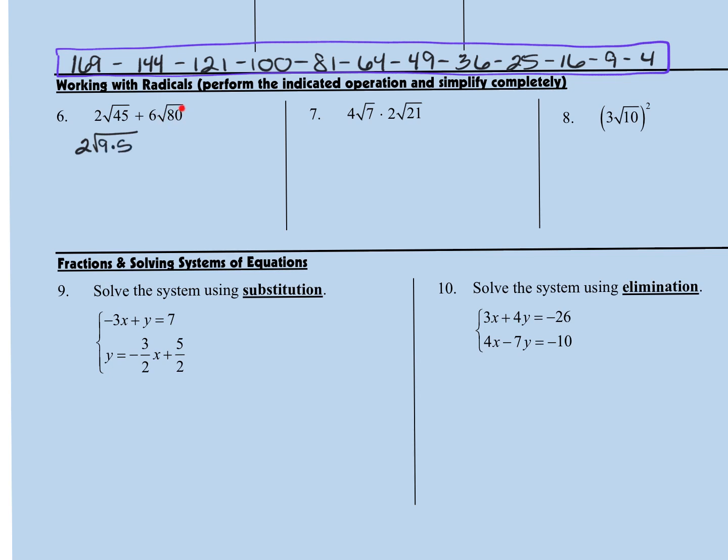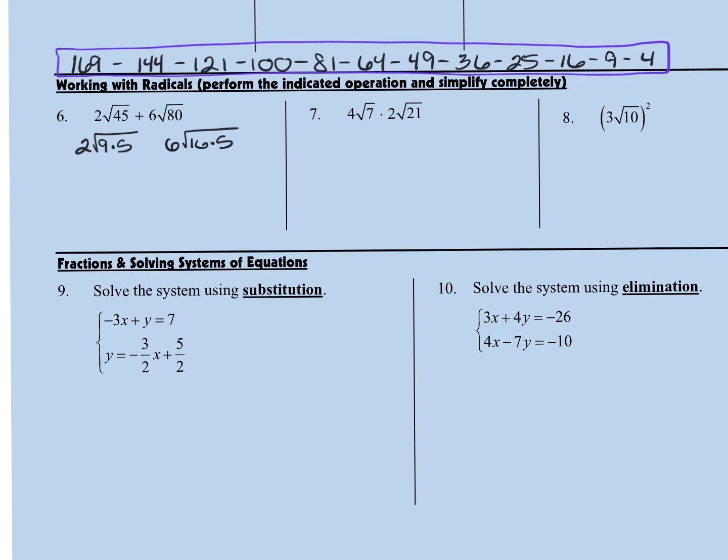Same process on the 80. Is there a number from our list that is a factor of 80? Meaning, does it divide into 80 without giving us a remainder? And there is. The number that divides into 80, that's a factor of 80, would be 16. So I can rewrite my 6 square root of 80 as 6, and then I'm going to write 16 times 5. Now I can finish simplifying this.